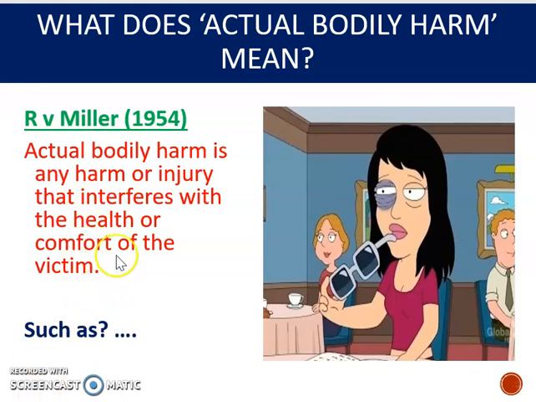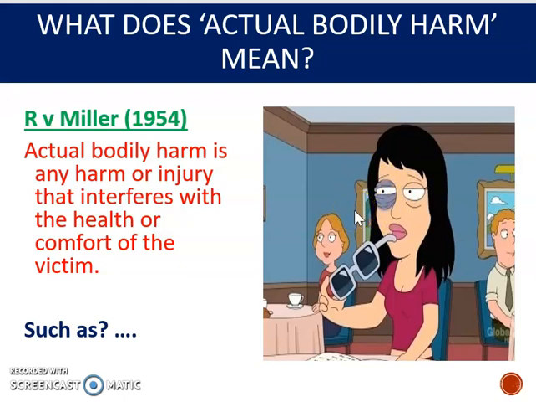But the fact that the definition uses the word comfort shows that the injury we're looking for here is quite minor. So we've got to have some injury. If there's no injury at all, it's assault or battery, but we're looking for a small injury, something that interferes with your comfort. And if you think of an example I've already given you, a black eye, that's a fairly small injury, but it would interfere with the health and comfort of the victim.